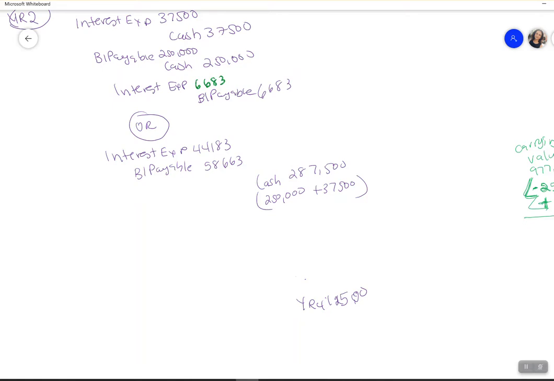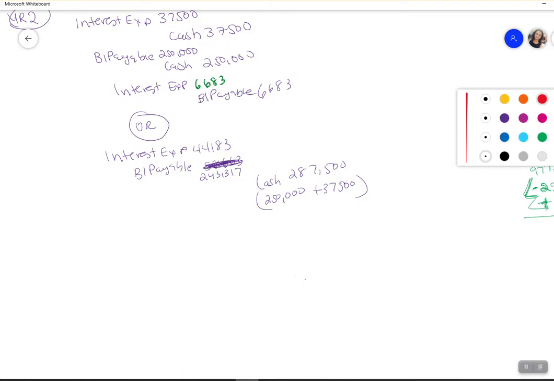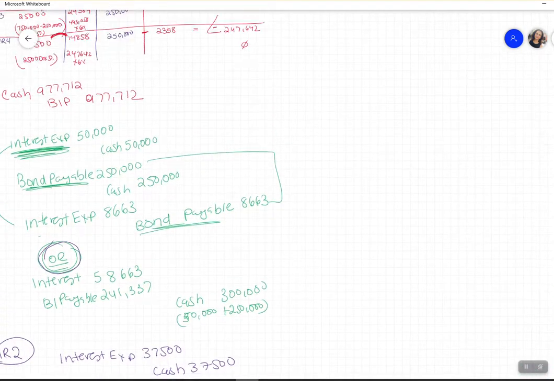Your interest expense in this case is 4483. Our bond payable is 243,317. So then you're getting these numbers from the last table. Too bad I can't go up and show you that. But let's see if I could try and give it to you.